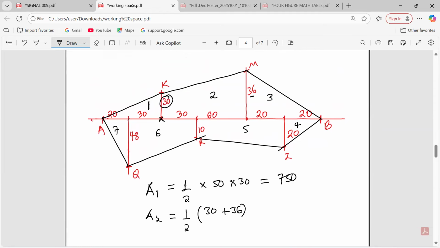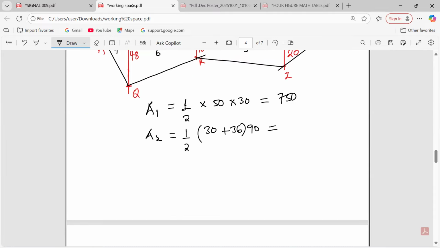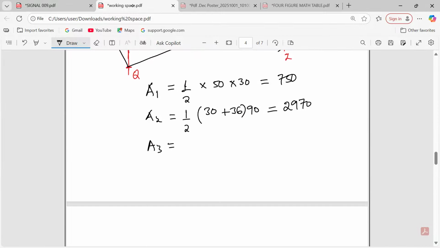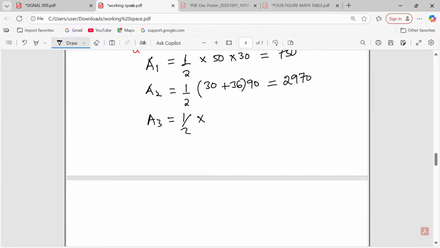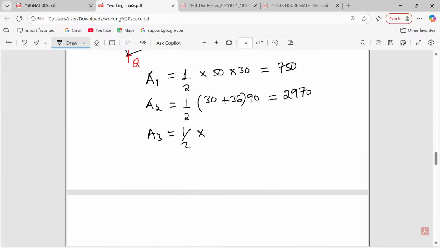So from this point, 30 and 60, giving us 90. When we compute this, we shall have half times 90 times 66. Is that 66? Yes. So I'm getting 2970 and I proceed to area 3. Area 3, when I look at it closely, it's triangular. So half times a base, which is 20 and 20, 40, and a height of 36.